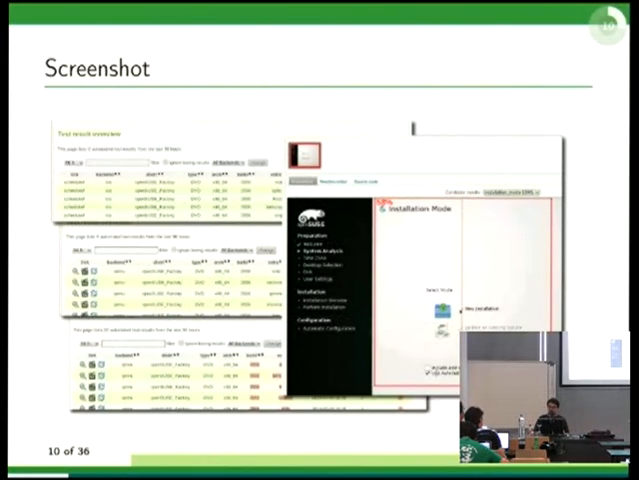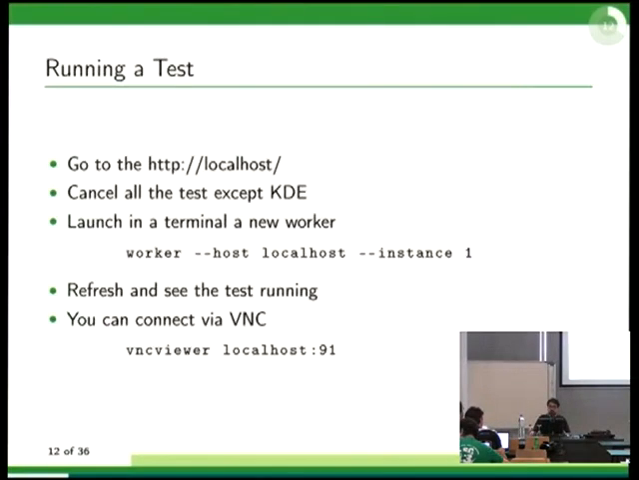We will see an example now. Okay, this is a screenshot. If we successfully register a new ISO image, we can go to the URL of our servers. If we are running on our desktop, it is localhost. We can launch the worker using systemd, or there is a small command line that can manually launch the worker, and we can see the test running using the user interface or a VNC connector.